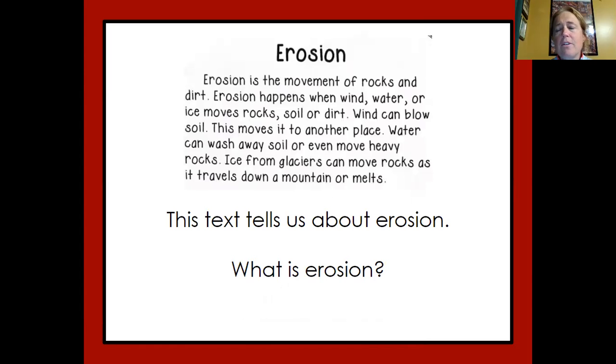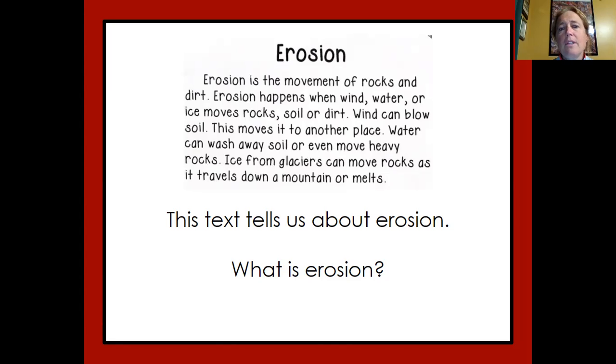All right, let's read further about erosion. Erosion is the movement of rocks and dirt. Erosion happens when wind, water, or ice moves rocks, soil, or dirt. Wind can blow soil. This moves it to another place. Water can wash away soil or even move heavy rocks. Ice from glaciers can move rocks as it travels down a mountain or melts.